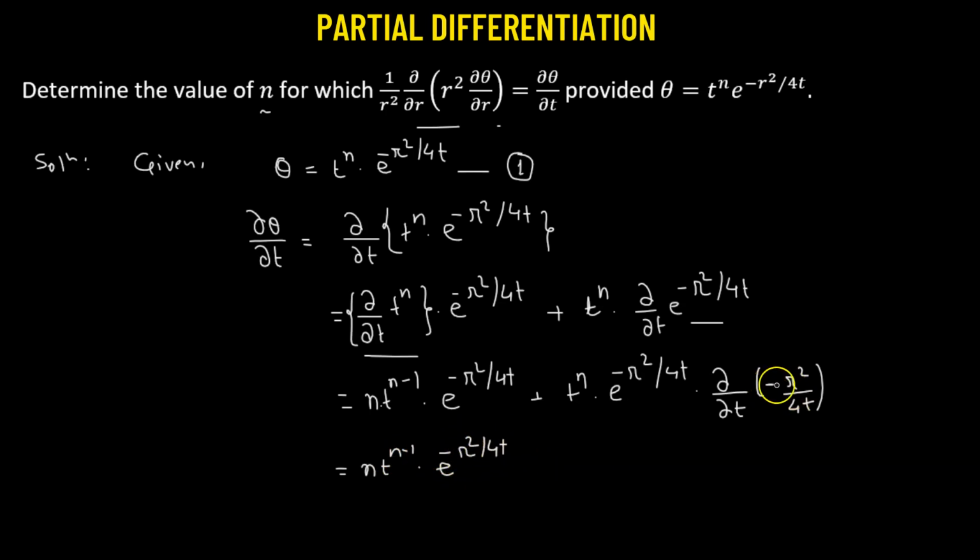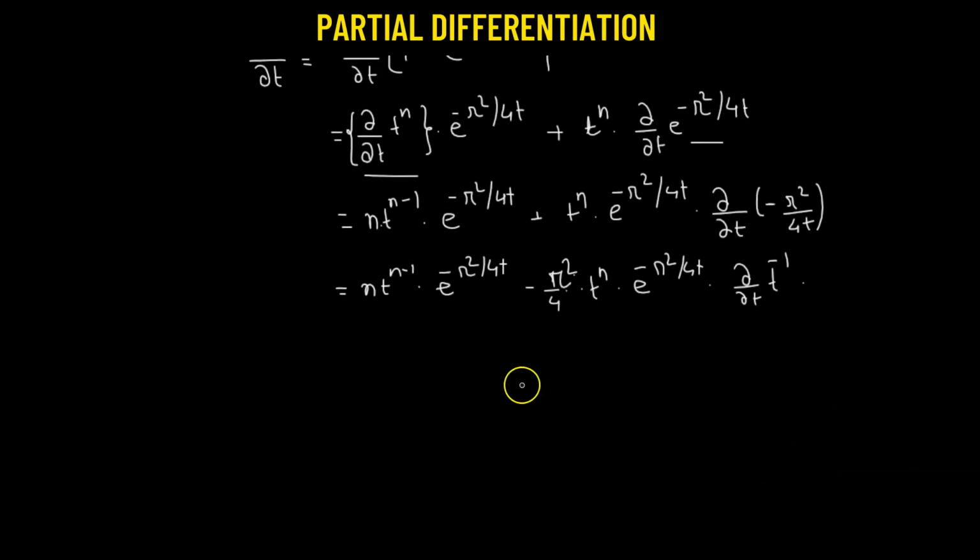Here we can take negative r squared out of the partial derivative, because r will be treated as a constant whenever we are taking the partial derivative with respect to t. So that means we have negative 1 over 4, multiplied by r squared divided by 4 times t raised to the power of n of e raised to the power of negative r squared over 4t. Then we'll take partial with respect to t of 1 over t, or simply t raised to the power of negative 1. So we now have n t raised to the power of n minus 1 times e raised to the power of negative r squared over 4t.